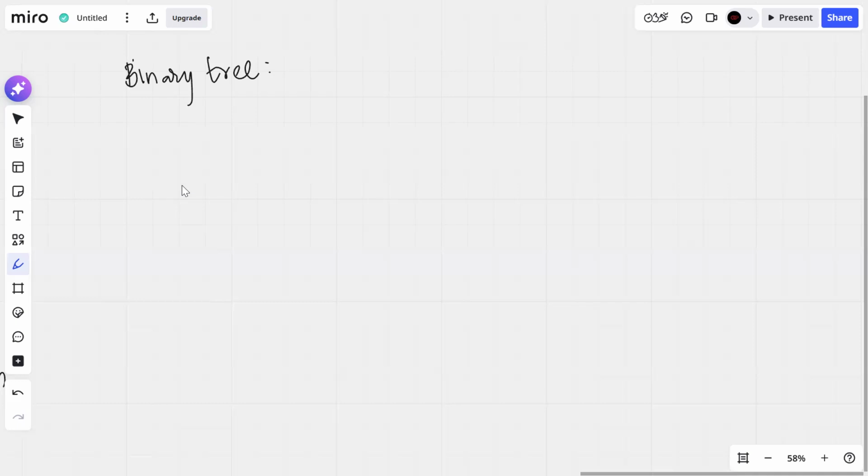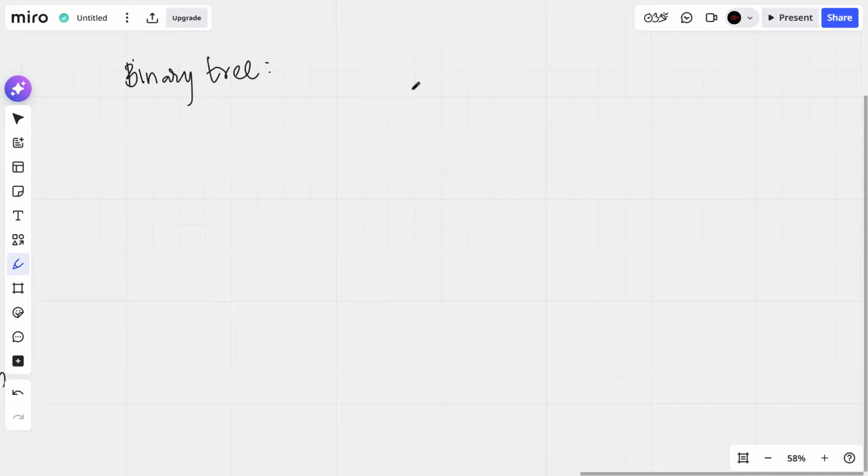Just like a linked list, where we have singly linked list, doubly linked list, circular linked list, and doubly circular linked list. We have so many linked lists. Likewise, we have so many different variants of trees.